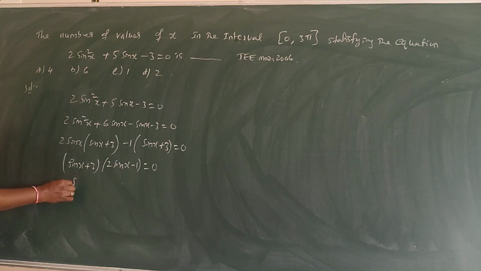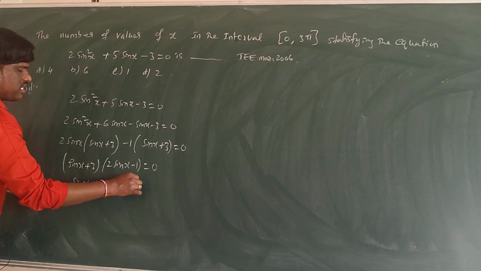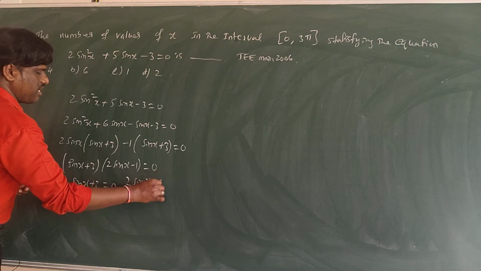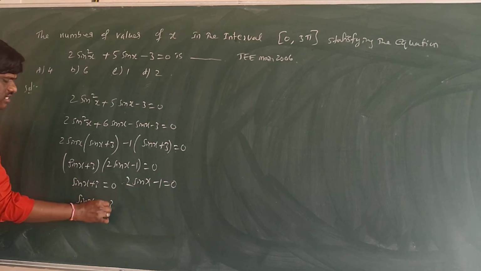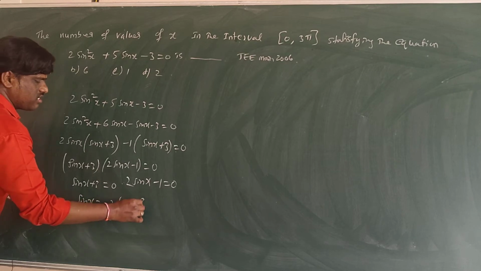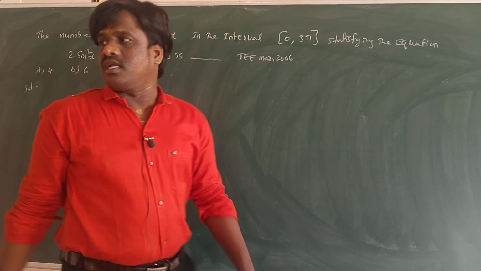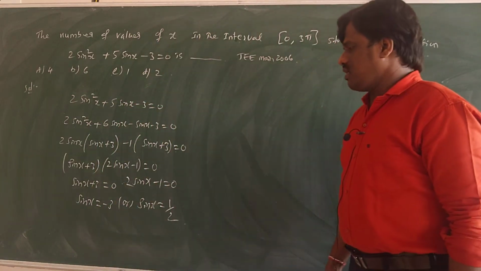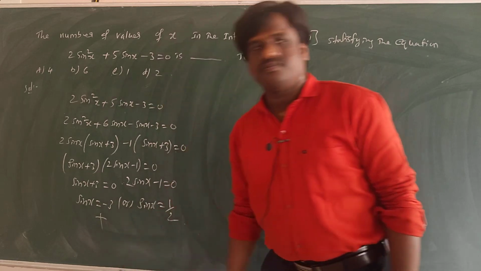Product of two things is 0, then I can write one is 0 or the other is 0. So sin x plus 3 is equal to 0, or 2 sin x minus 1 equal to 0. From this you get sin x is equal to minus 3. From this you get sin x is equal to half. So sin x is equal to minus 3, no solution.